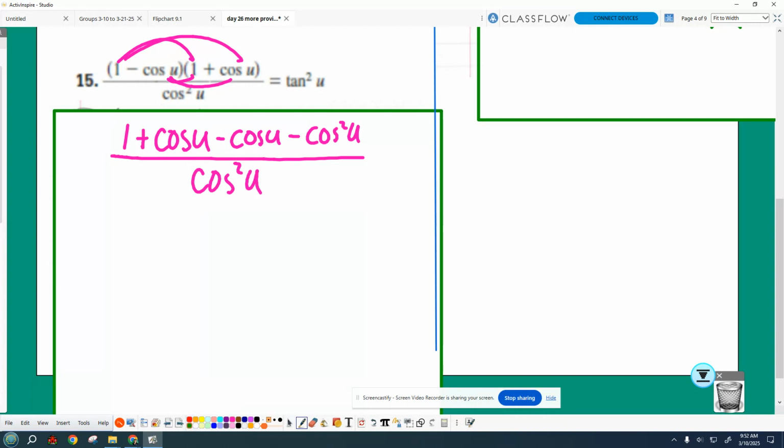Polly, what combines in the numerator? In the numerator, what is 1 plus cosine minus cosine squared? What combines? What happens to this and this? They go away, so I'm left with 1 minus cosine squared. Ooh. Dante, so those identities that we're getting better at. 1 minus cosine squared. Sine squared.